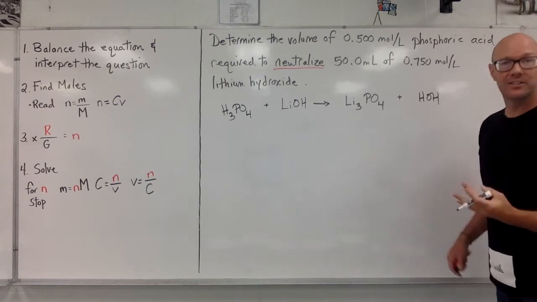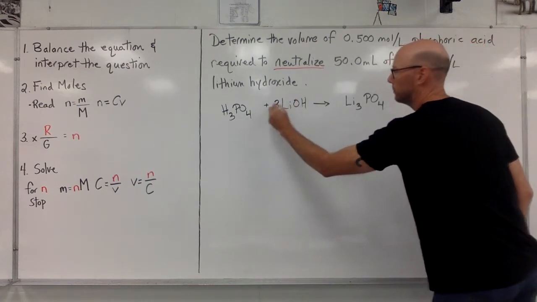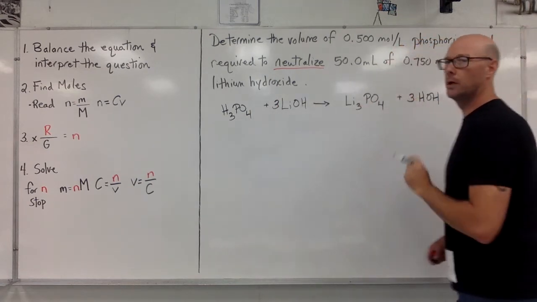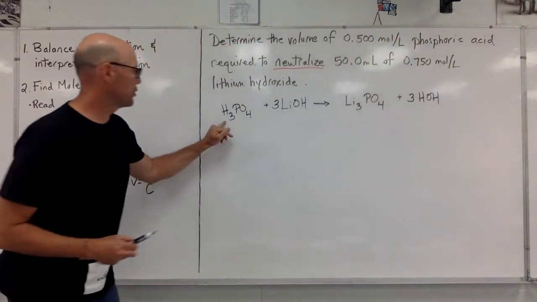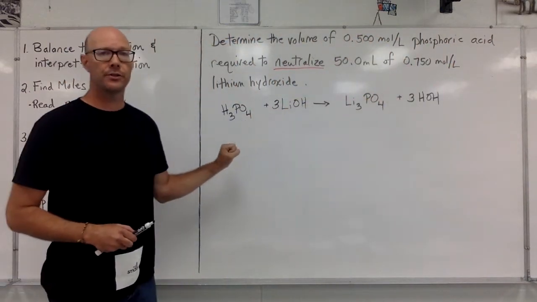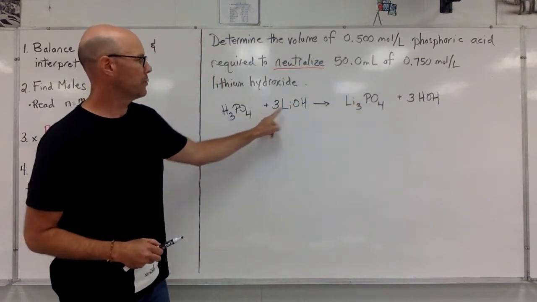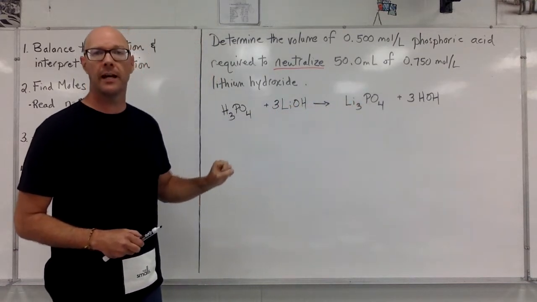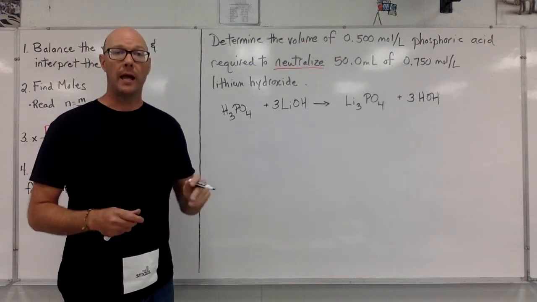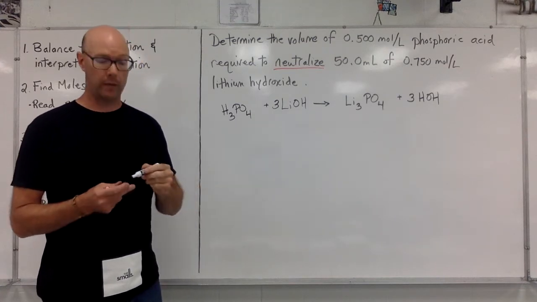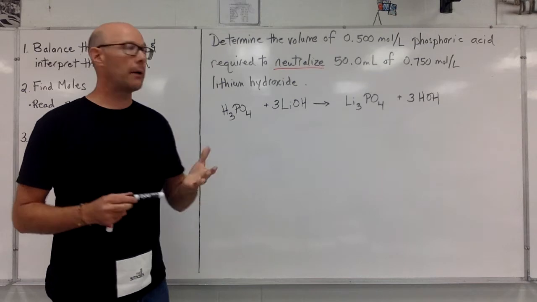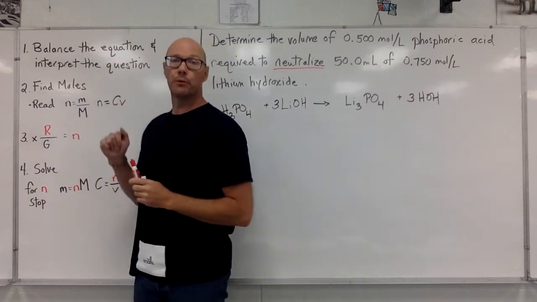We need to balance this reaction. And we have 3 hydrogens on either side, 1 phosphate on either side, 3 lithiums on either side, and 3 hydroxides. We have a balanced chemical reaction. Now we need to move on to our interpretation.